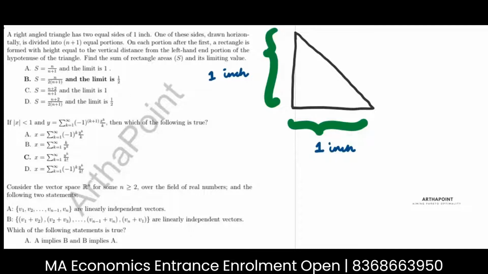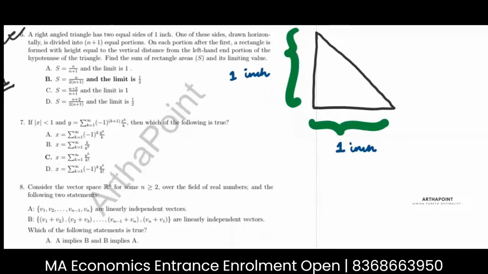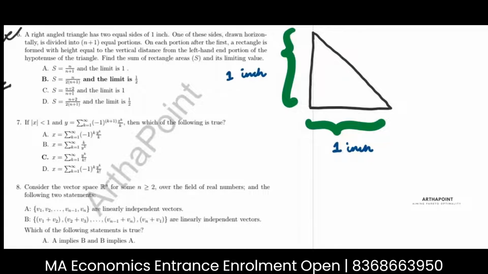One of these sides drawn horizontally is divided into n plus 1 equal proportions. So, just see here, I'm dividing this equally. This one is divided into n plus 1 equal proportions, which means this is 1 upon n plus 1. The next is again 1 upon n plus 1, like this. So you can consider it like this.